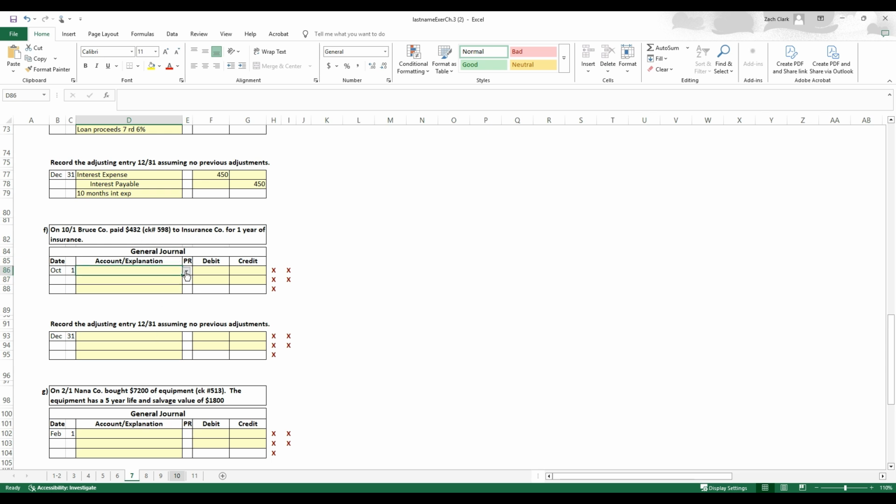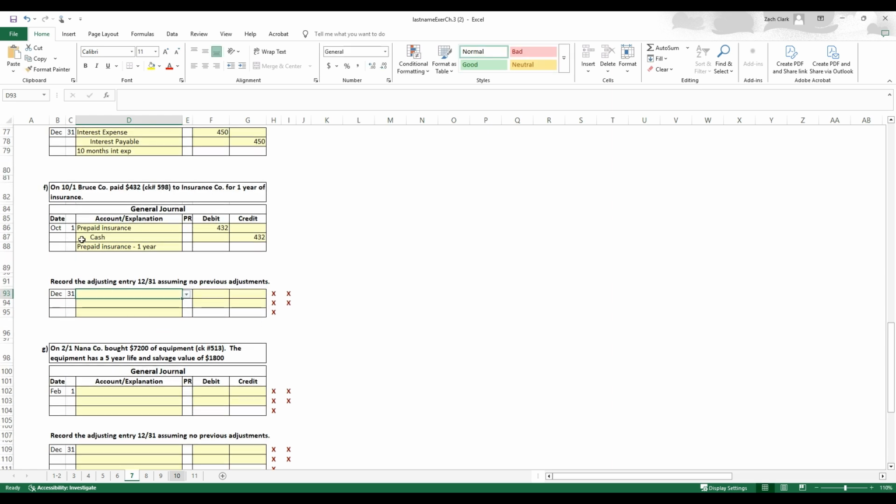Okay, here we are with prepaid insurance. So we paid, what do we got? $432. So this is us just at the outset paying for the contract. And let's say prepaid insurance, 1 year. Okay, so that was October 1st. So this is 12 months, obviously 1 year, right? And now we are at October, November, December. So 3 months have been used up, assuming no previous entry adjustments.